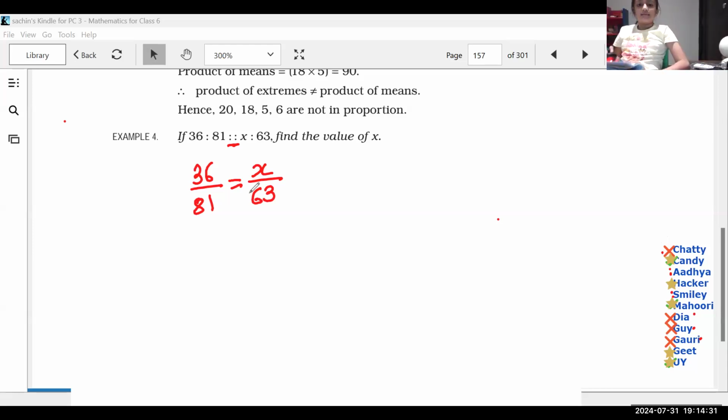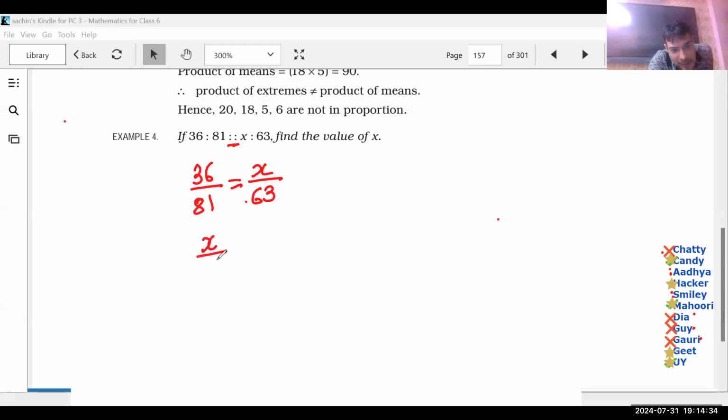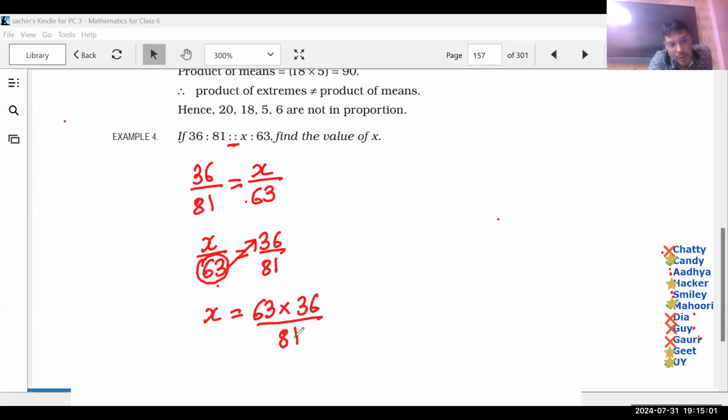Yes, sir. So then this is in the denominator. Let me write x by 63 equals 36 by 81. You can simplify, 6 6s are 36, 6 9s are, or I can do it later. First, let me cross multiply. This is in the denominator, it will go to the other side and join the numerator. So x is equal to 63 into 36 upon 81. Now you can simplify here. 9 4s are 36, 9 9s are 81. Then 9 1s are 9, 9 7s are 63. So x is equal to 28.